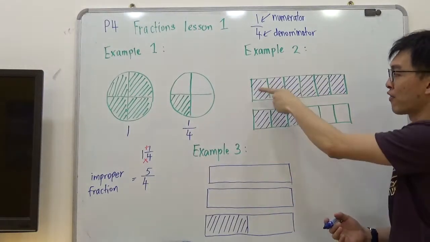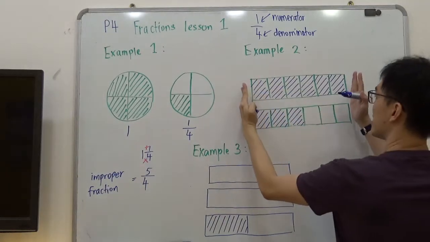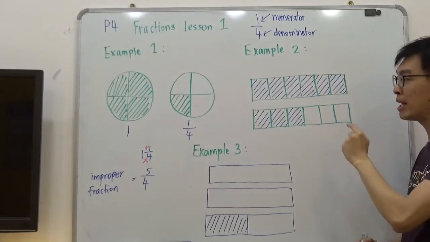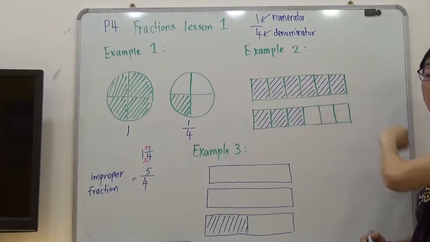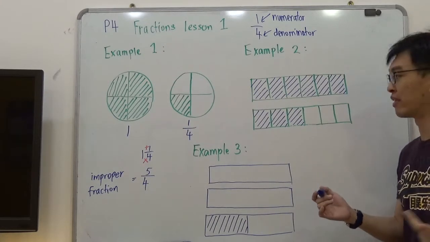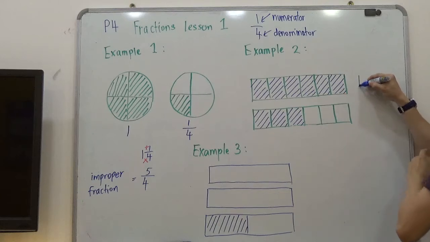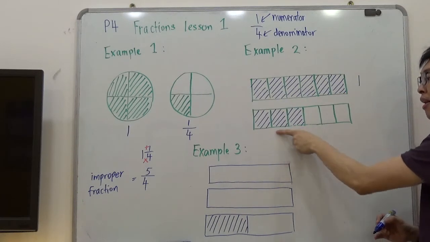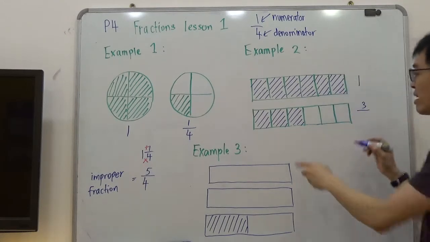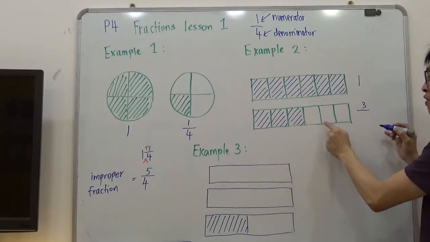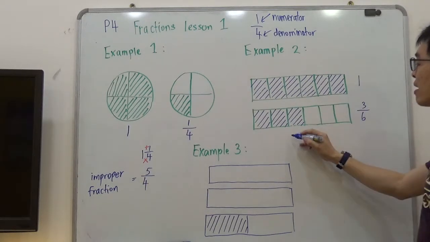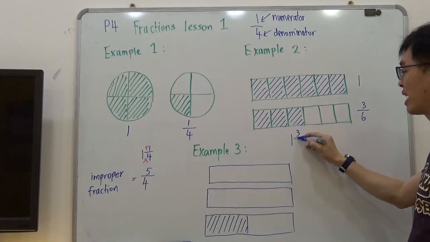In example number 2, we have 2 rectangular blocks that are exactly the same length, and they are cut into exactly the same size. How many pieces are there? 1, 2, 3, 4, 5, 6. 6 pieces. Now let's put that into a fraction first. All of them are shaded, so we call that one whole. This one, 3 shaded, 3 out of how many? 6, right? So 3 out of 6. Always remember the denominator is always your total. So the total will be 1 whole, 3 out of 6.